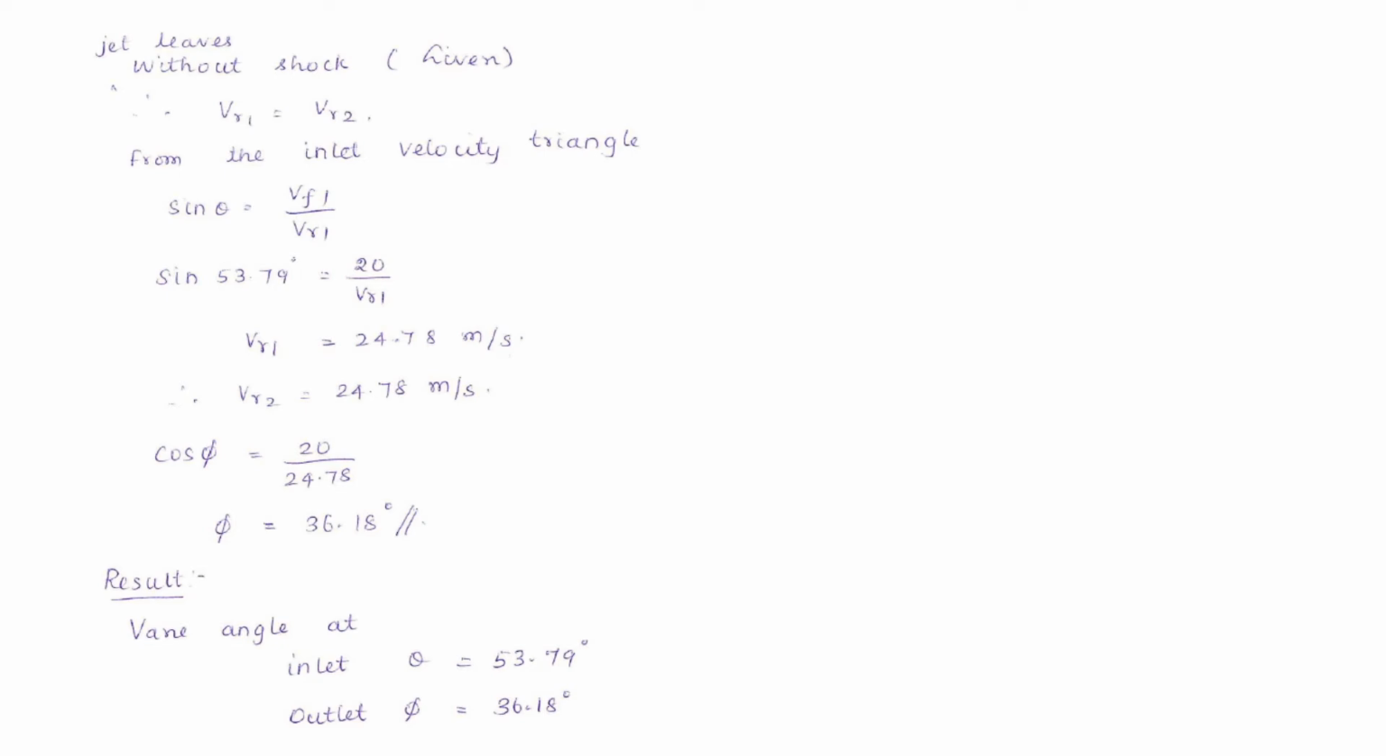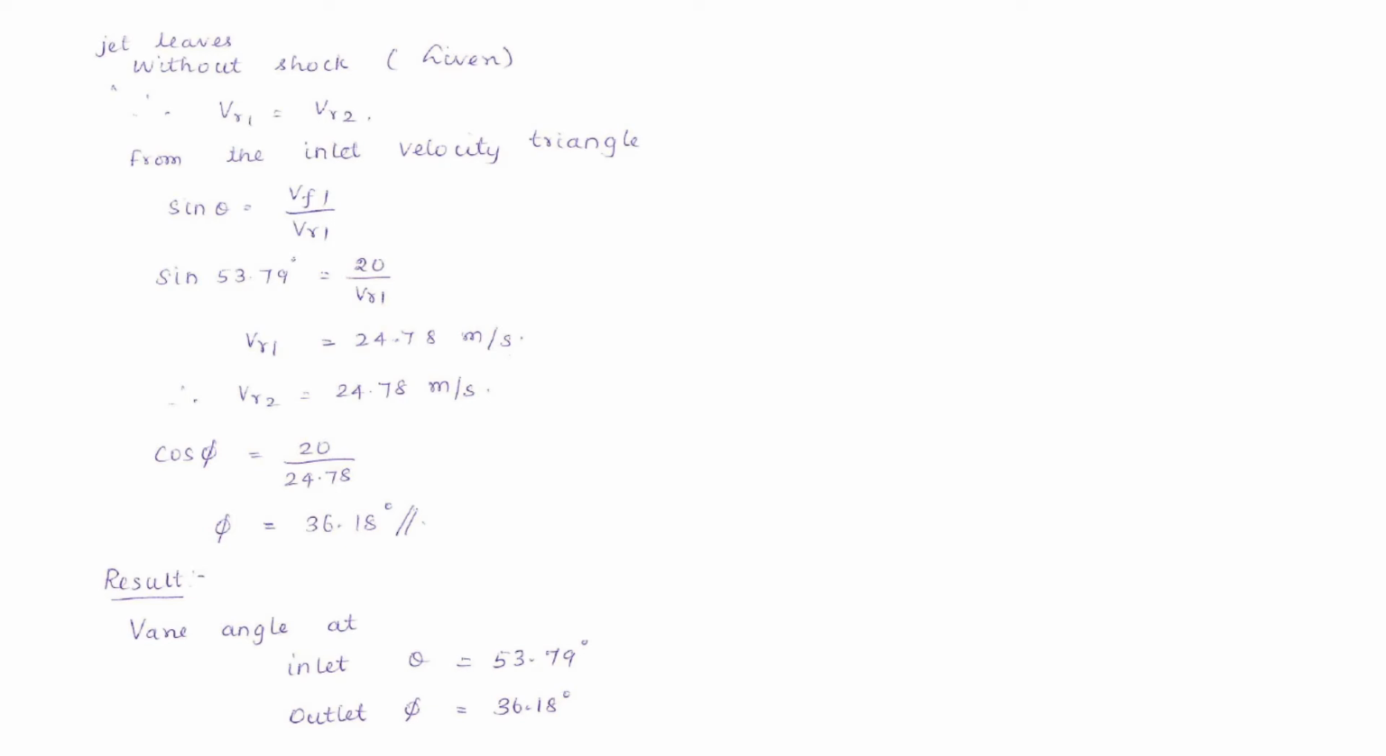So from the inlet velocity triangle, sin theta is equal to Vf1 divided by Vr1. Here theta is 53.79 degree. Vf1 is given, so you can easily find out what is Vr1. Clear? So you can take the same value for Vr2. So Vr2 is equal to 24.78 meter per second. We got it. The next step is you have to find out what is phi value.